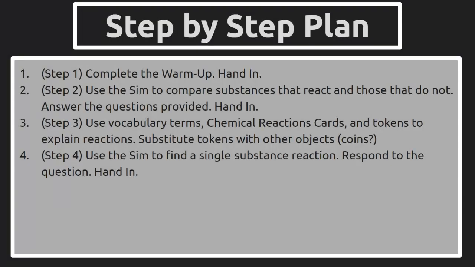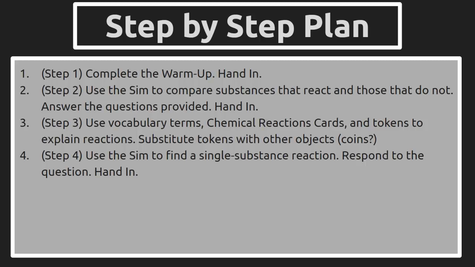Step-by-step plan includes step 1, completing the warm-up and handing that in. Step 2, you're going to use the simulation to compare substances that react and those that do not. You're going to be given 2 pairs of substances, 2 of which react with each other and 2 do not. Answer the questions provided and hand that in. In step 3, you're going to use the vocabulary terms provided, chemical reactions card provided, and tokens to explain reactions. You're going to need to substitute the tokens with some other objects, maybe coins or something similar.